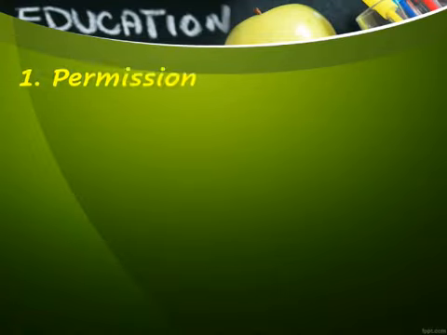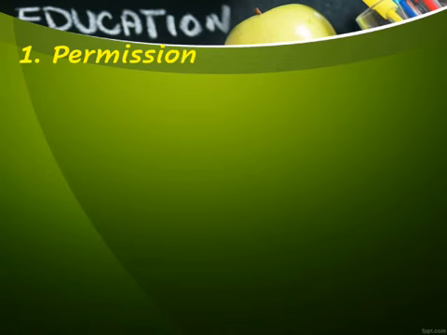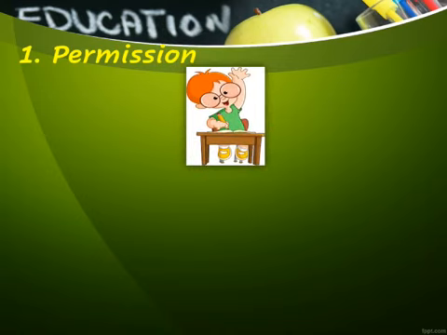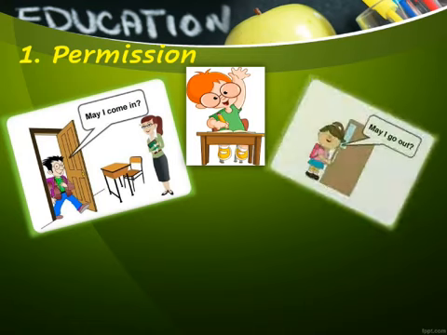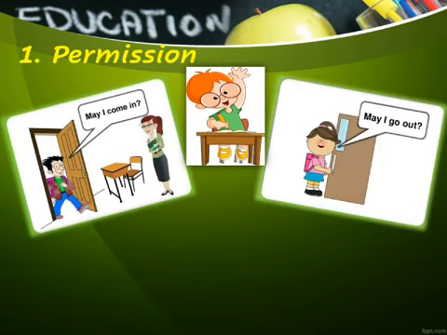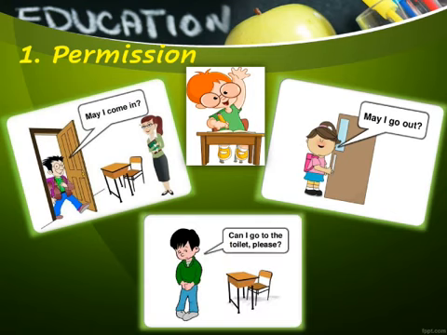So let's look at permission first. As a student, you don't usually do some things unless you ask for your teacher's permission. For example, when you want to come into the classroom, you ask, "May I come in?" Or when you want to go out, you ask, "May I go out?" When you would like to go to the toilet or the bathroom, you say, "Can I go out please?" Or "Can I go to the toilet please?"